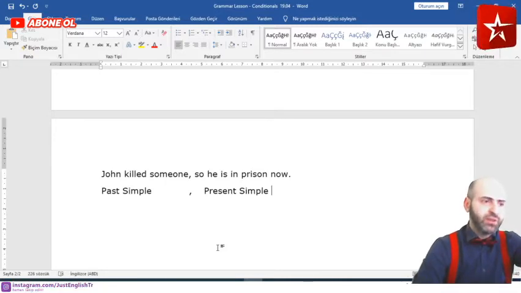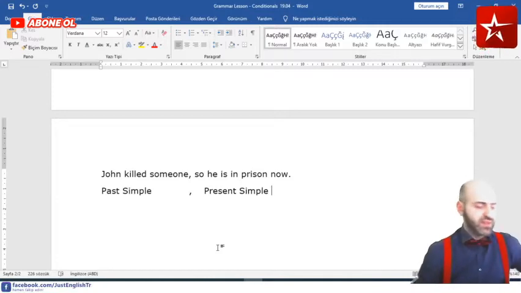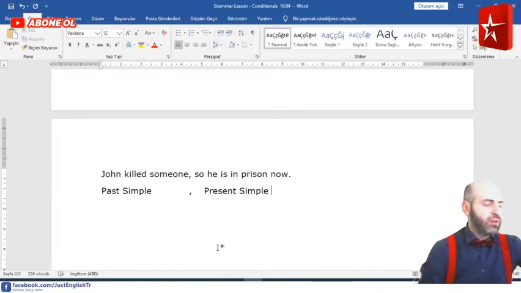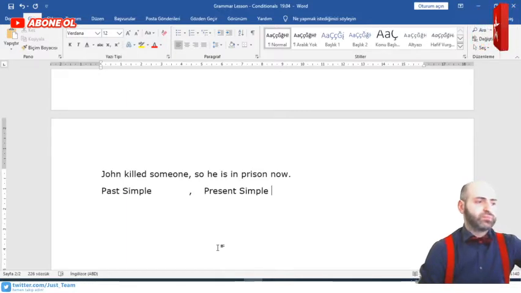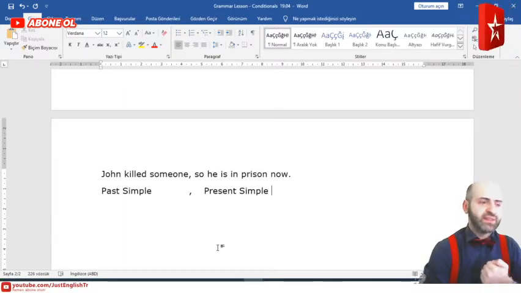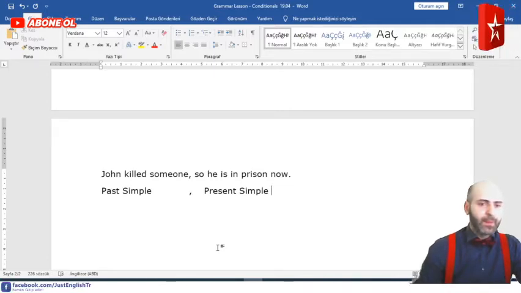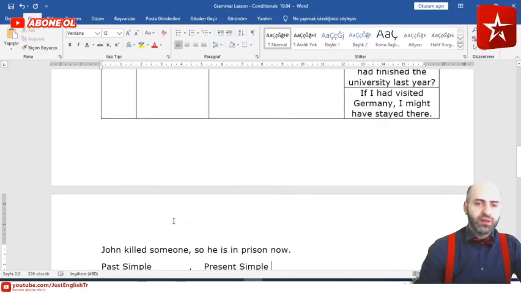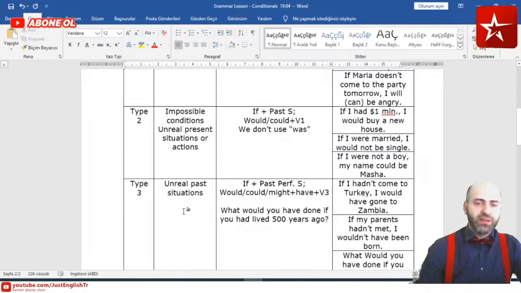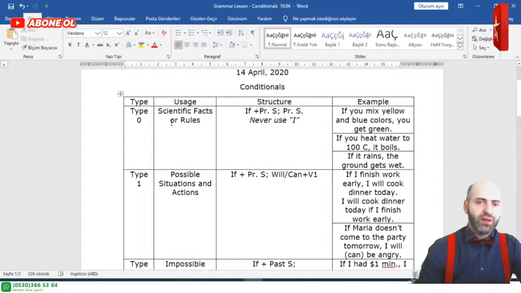So we have past simple in first part of the sentence and we have present simple in the second part of the sentence. Therefore, if you wanted to make if conditional with this sentence, which type would you use? Which type of if conditional would you use here? Let's look again. Types of conditional. So we have type 3 conditional, type 2, type 1, and type 0. Which one would you use?